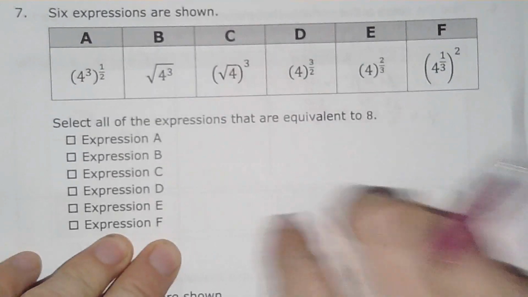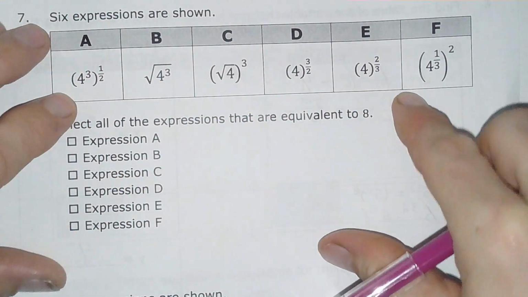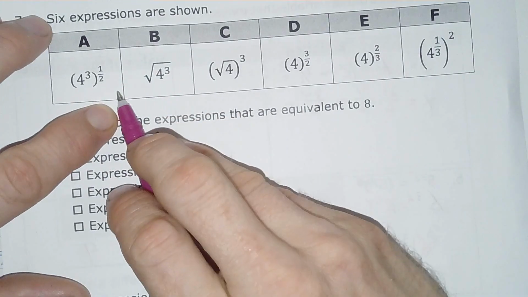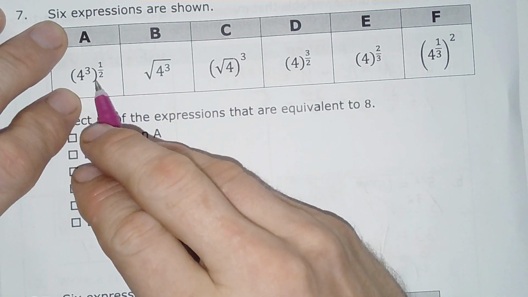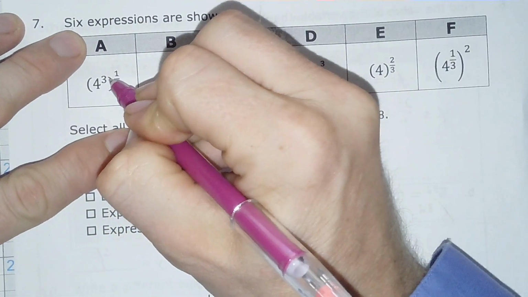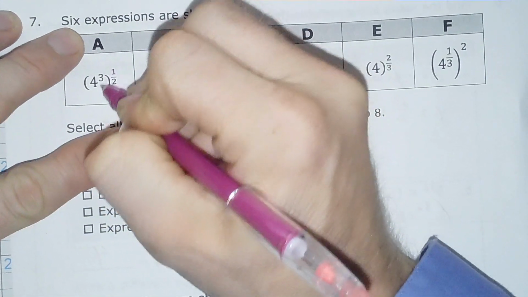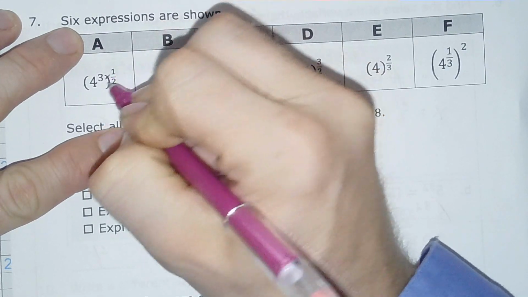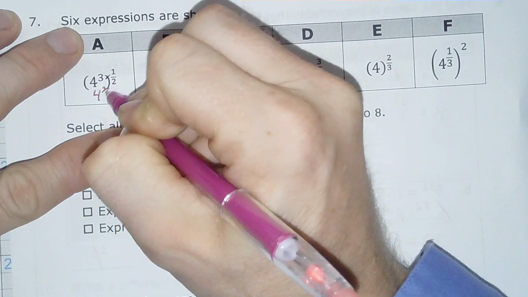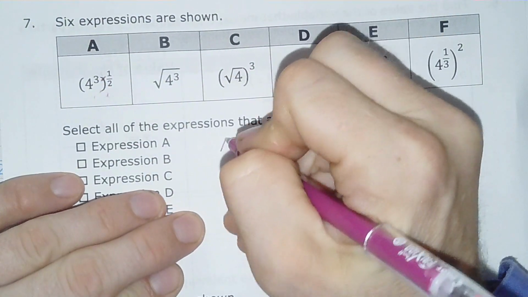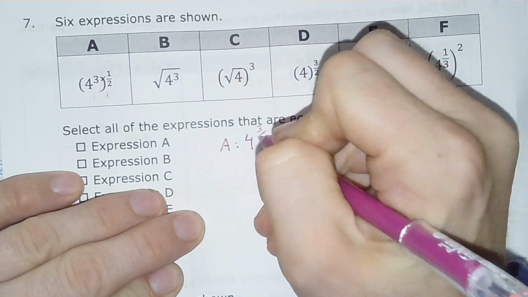Number 7 here. All right, so a way to save time here is to figure out which ones are equivalent, by finding one that is equivalent to the rest of them. I have no reason not to start with A here, or B here. I like to start with A. So this is easy because it's just one exponent raised to another exponent, and this is 3. And remember, you just multiply the inner exponent times the outer exponent to make this 4 to the 3 halves. So A is 4 to the 3 halves.